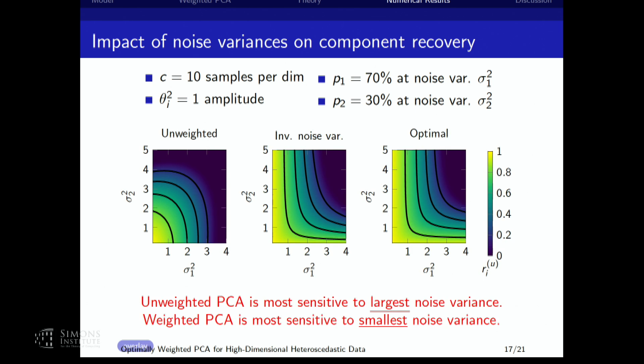But when we use inverse noise variance or optimal weights, we actually get a very nice curve with the opposite direction. So if any one of these two noise variances is small, then we can downweight the other one well enough in order to get a very good recovery. So the optimal weights are, you can see, slightly better, especially out in the regime where one of the noise variances is very large.